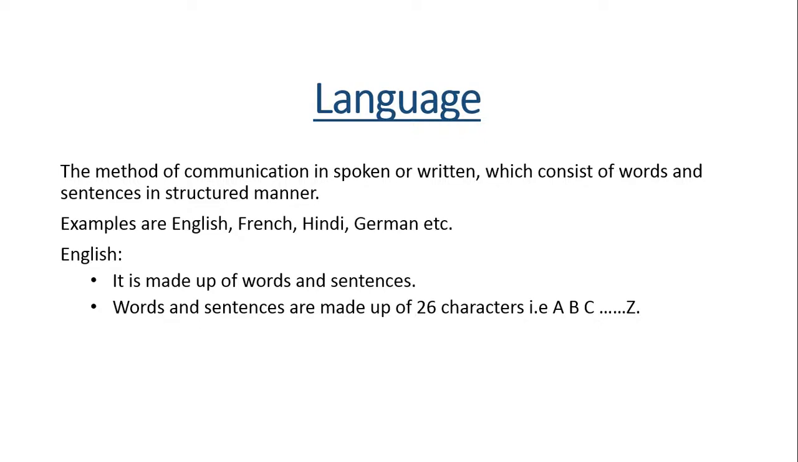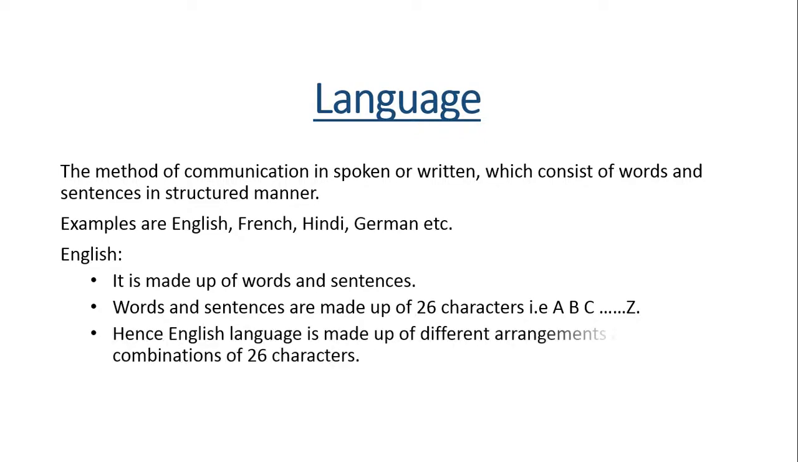So you can imagine that a particular language can be made up of only 26 characters. In a similar manner, any other language can be made up of a few characters. English is made up of different arrangements and combinations of these 26 characters. We put these characters in different combinations and arrangements, which make the words and the sentences. That's how a language is made.